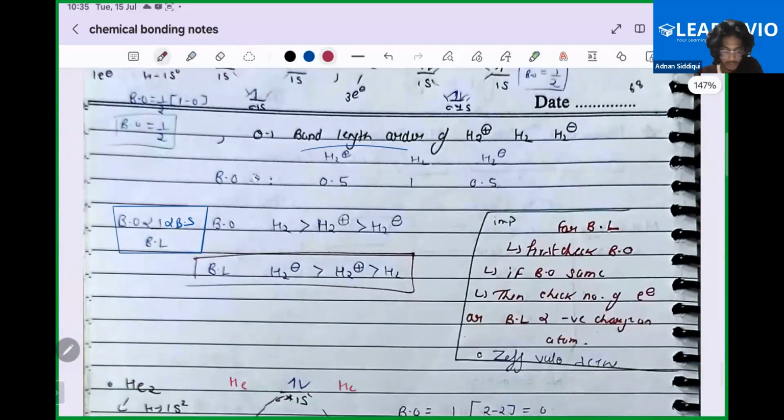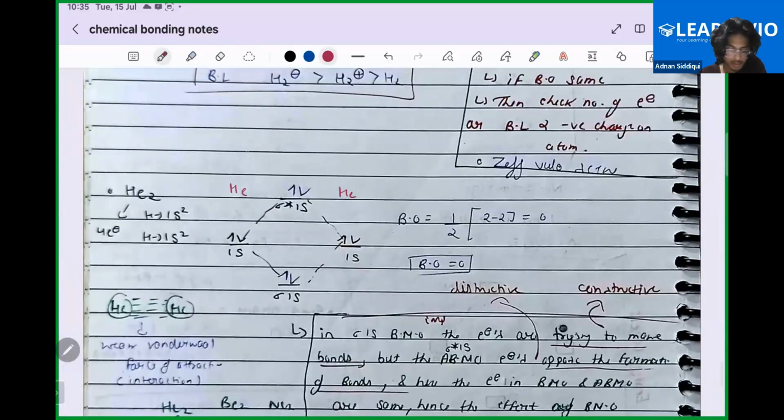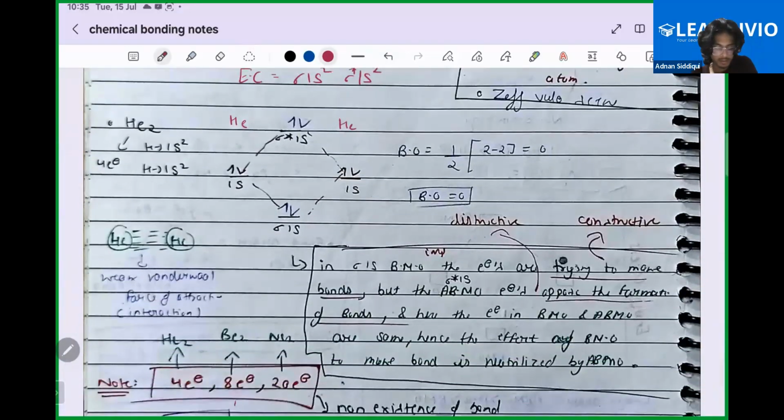If we talk about He2, what is the electronic configuration for this? Sigma 1s2 and sigma star 1s2. This is your electronic configuration for He2, right?